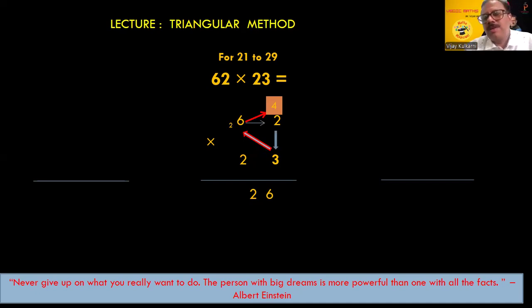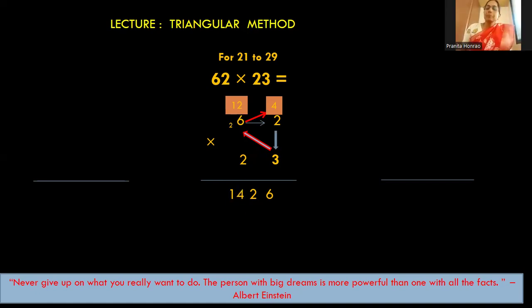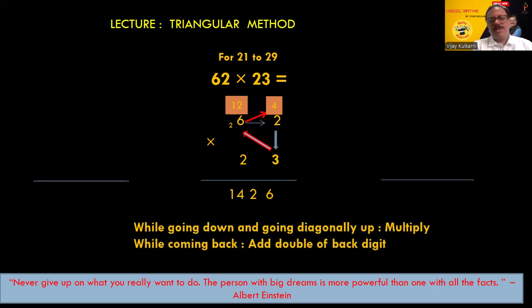Now make the double of 6. What is the double of 6? 12. Add 12 to the carry over 2. So 12 plus 2 is 14. Understood? Same things we have to do as in multiplication by 12 to 19, but while coming back, while adding the back digit, we have to double the back digit. Write down the steps while going down and going diagonally up. Multiply. While coming back, add the double of the back digit.